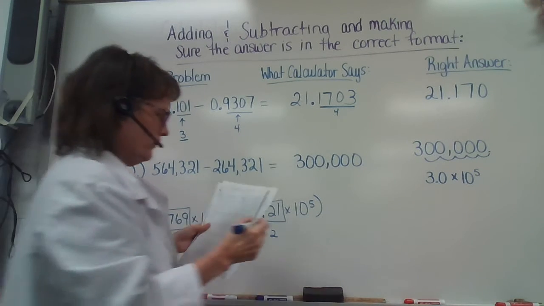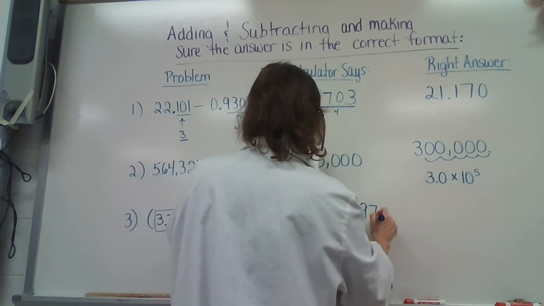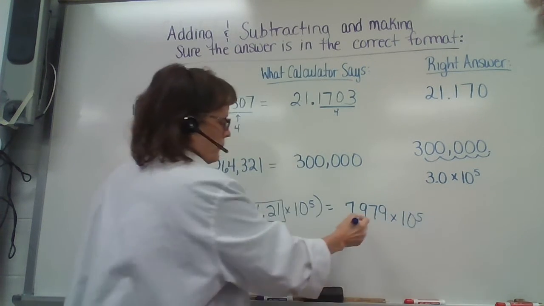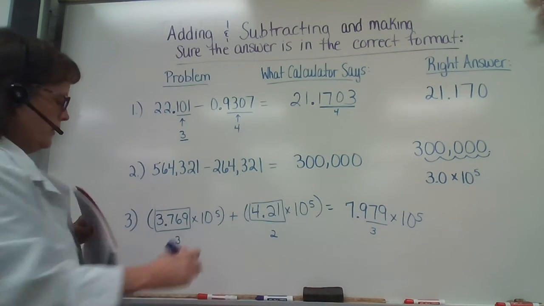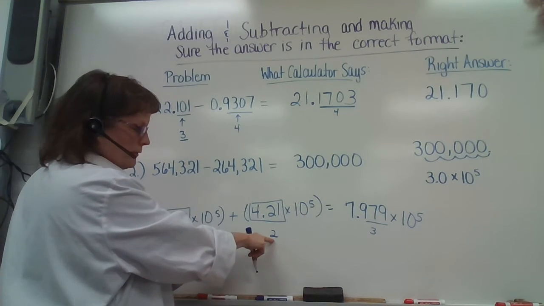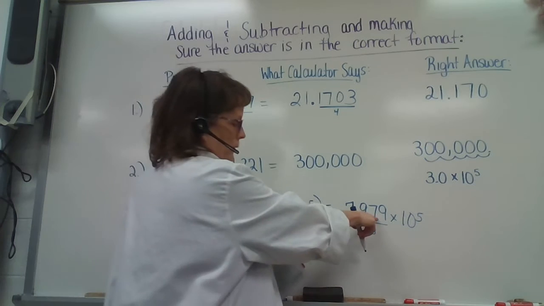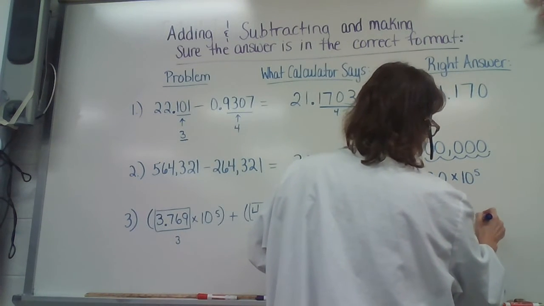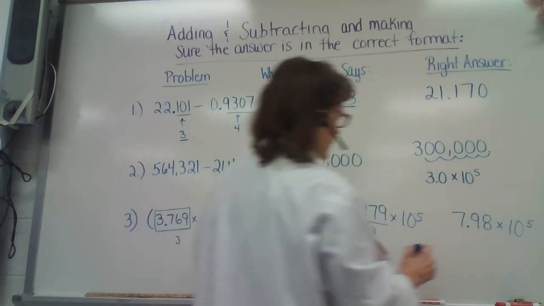If you put all this into the calculator, you are going to end up with 7.979 times 10 to the 5th. Now, we have 3 spots after that decimal place there. Remember, we have to go with the least number. So least number is only 2 spots. So we're just going to round this. We're going to turn it into 7.98. So 7.98 times 10 to the 5th.